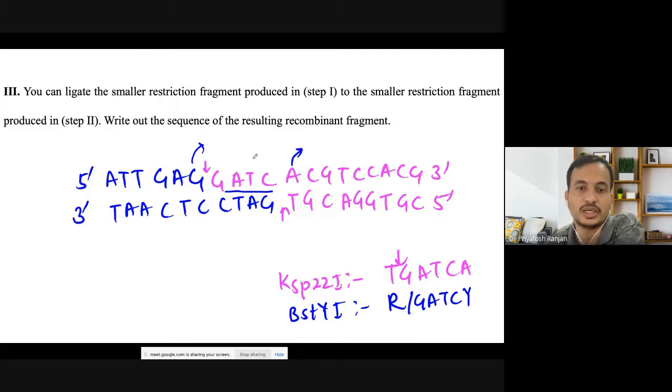So the sequence which I'm going to get after the ligation is not going to be cut by KSP221 as well as BSTY1. Do we have any other sequence for GATCY? Let me check. GA, no, no. So the ligated product, which we are going to get after the digestion of the double-stranded fragment with BSTY1 and KSP221, is not going to carry the restriction sites for KSP221 and BSTY1.